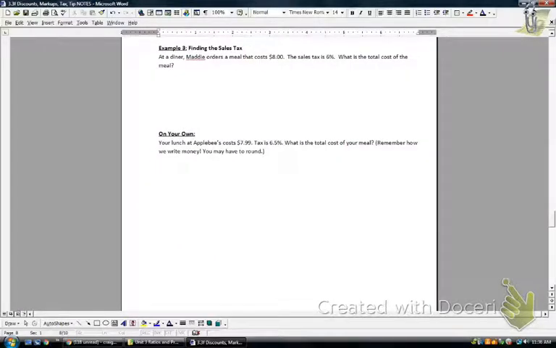Alright, example 3 says, finding the sales tax. At a diner, Maddie orders a meal that costs $8. The sales tax is 6%. What is the total cost of the meal?